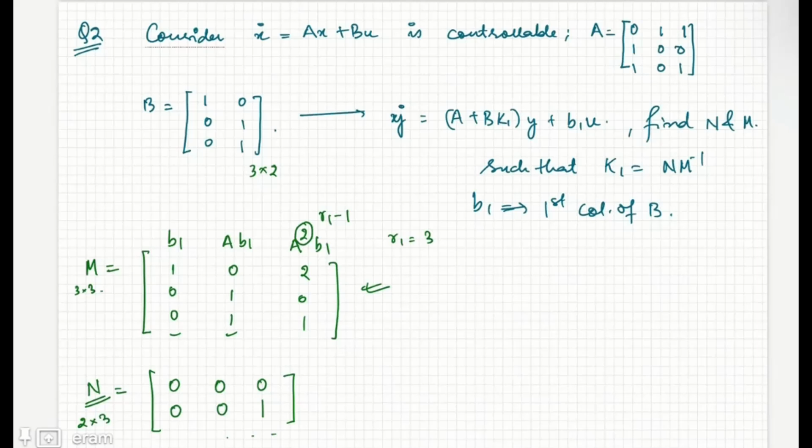Now suppose that if A squared B were linearly dependent on B1 or AB1, then we should go for B2. So we will write here B2, and in that case r1 will be 2. So the second column will have the form 0 1. Okay, so like this we have to construct our matrices M and N.